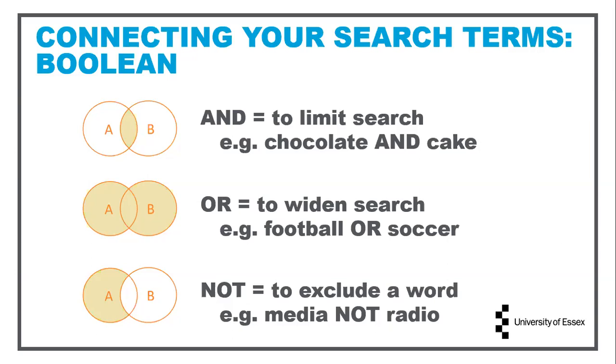The final operator we'll mention today is not. This is probably used the least, but is helpful for excluding words that may keep showing in your results, but which aren't relevant to your assignment or research. So for example, if you were researching the media but weren't interested in radio, you could include media, not radio, in your search. From the Venn diagram, you can see that this will also exclude any results that mention both media and radio, the middle section of the diagram. So be careful, as something that is relevant could be within this middle section.